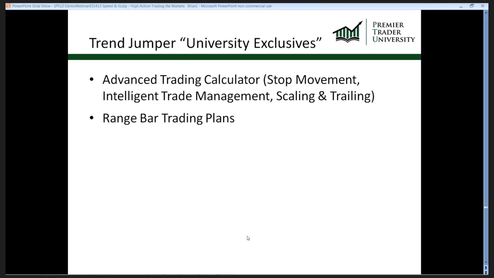So let's talk about some of the exclusives that you get inside the university. First of all, Trend Jumper. You get the professional or the pro calculator of Trend Jumper, which includes the stop movement, the intelligent trade management. In other words, the calculator knows if you're inside a trade or not, and the scaling and trailing. You get all of that inside the indicator. If you have purchased Trend Jumper independently outside of PTU, that is not something that you have available to you. So that, again, is a feature you'll get inside the university.